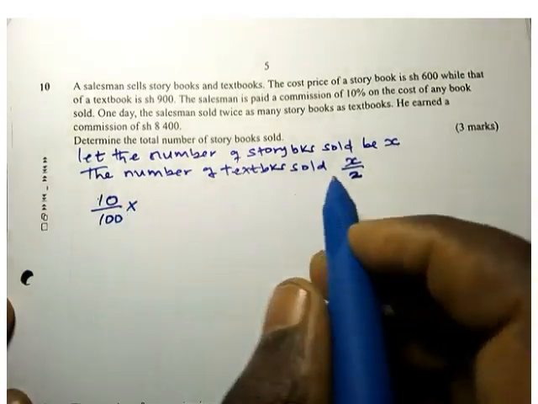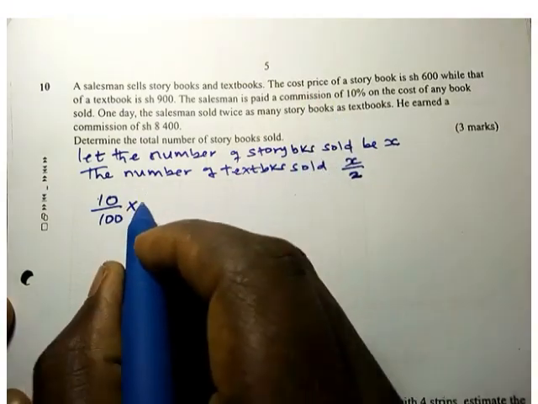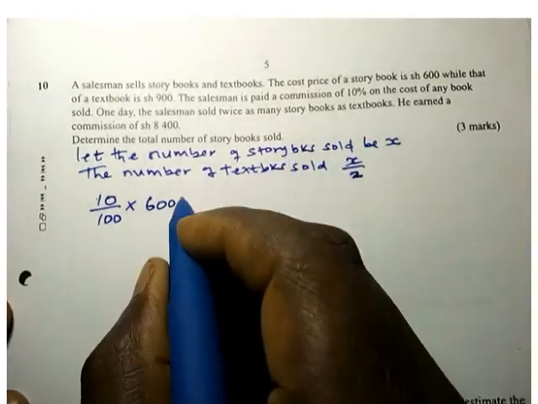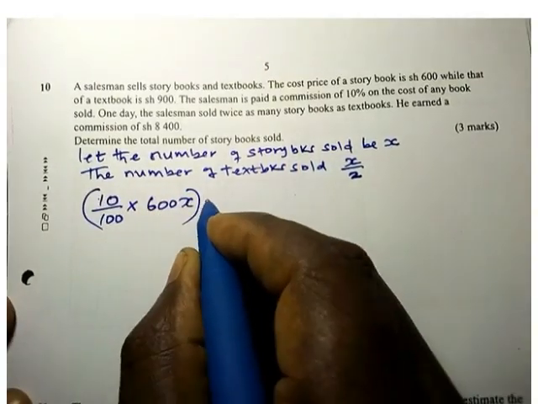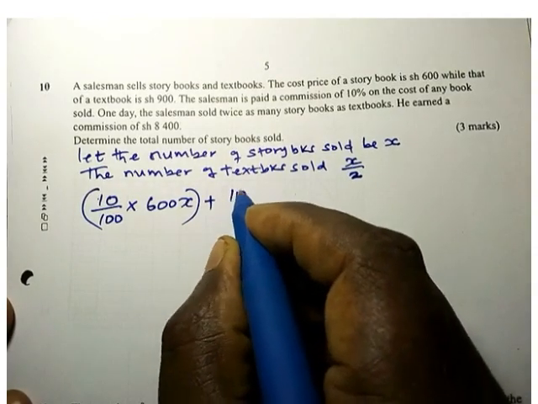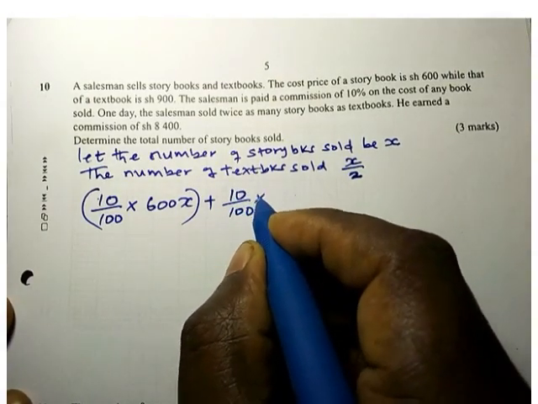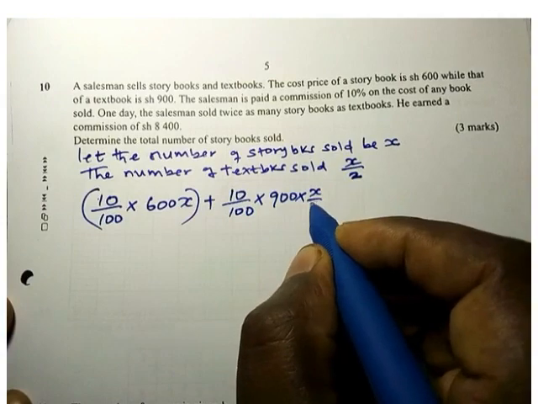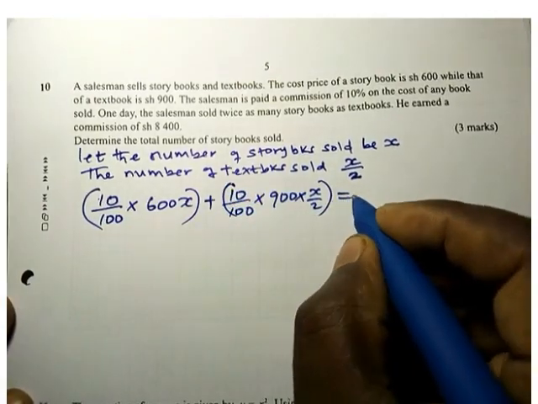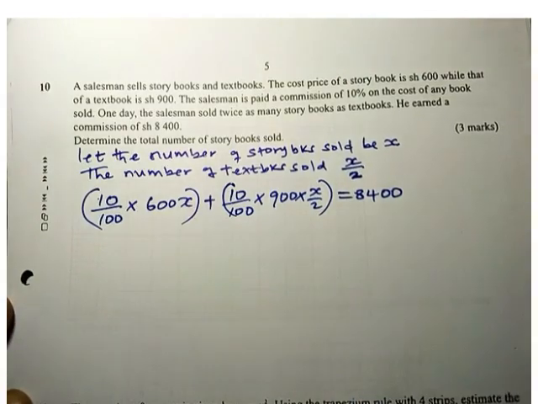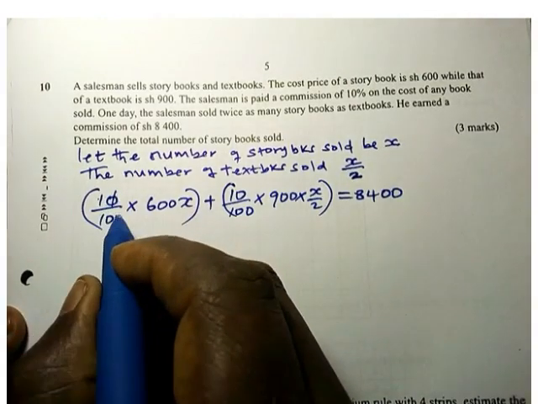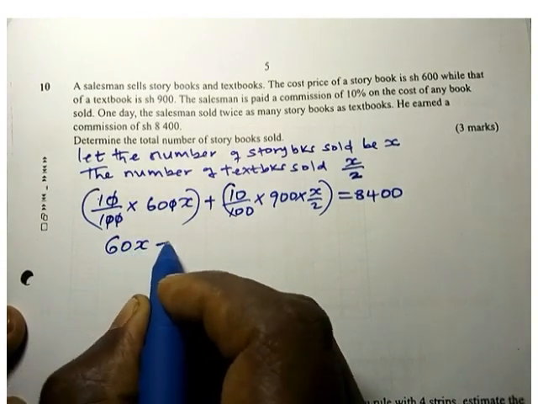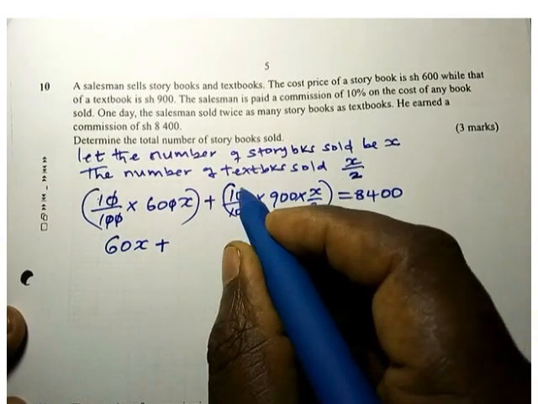So the total sales for the storybooks, it is 600 times the books sold, storybooks, which is X, plus 10% of 100 times 900 times the textbooks that were sold, which is X over 2. The total will give us 8,400. This one will give us 8,400. So we can remove this and this one, this and this. So we will have 60X plus this one and this one.